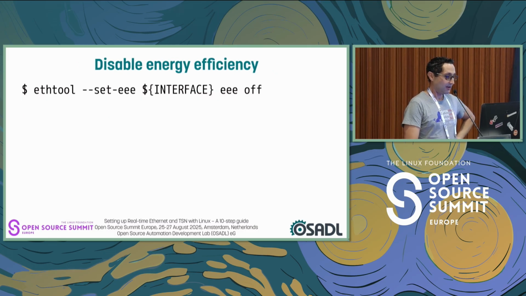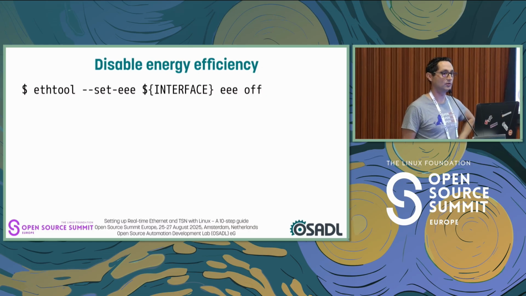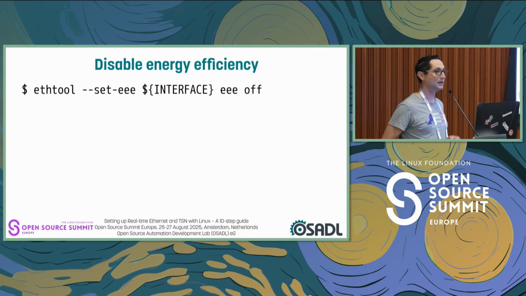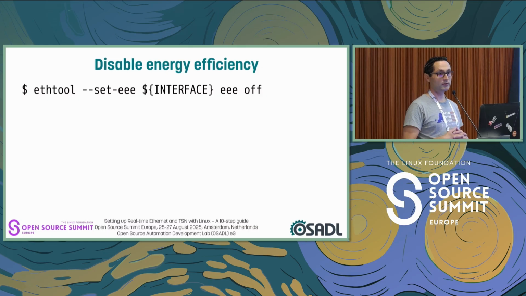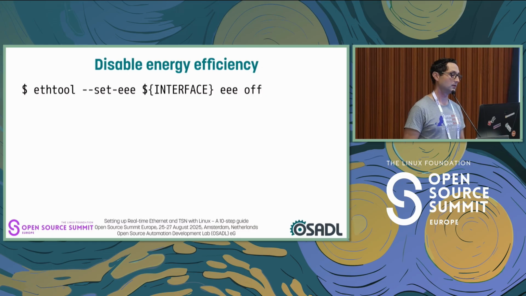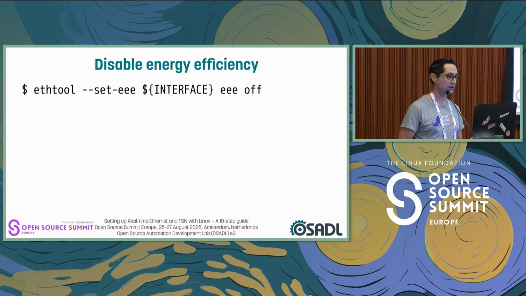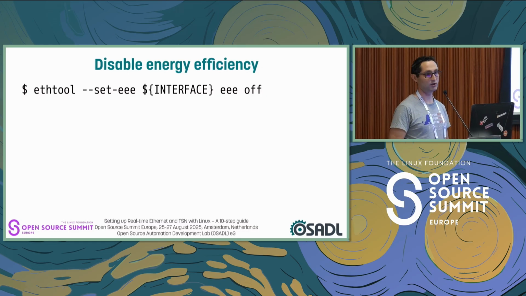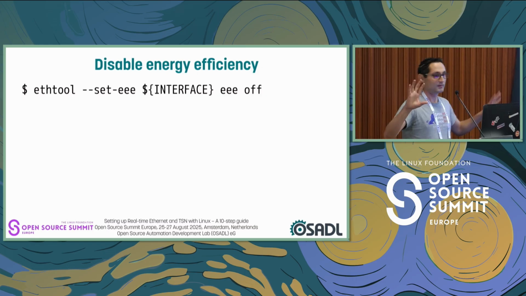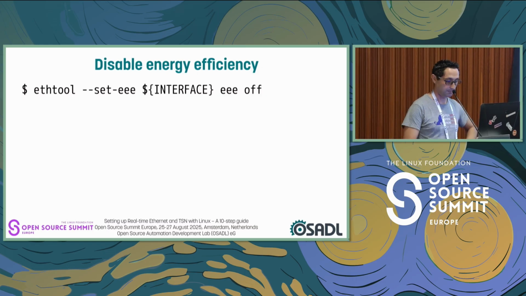Another important thing, depending on your hardware: I briefly mentioned power management when it comes to real-time. Modern NICs usually also have some energy efficiency functionalities. These might cause really relevant latency, so you usually might want to disable these as well. If you want to disable energy efficiency for your NIC, you can also just use ethtool. So this is pretty much a simple setup, going step by step.